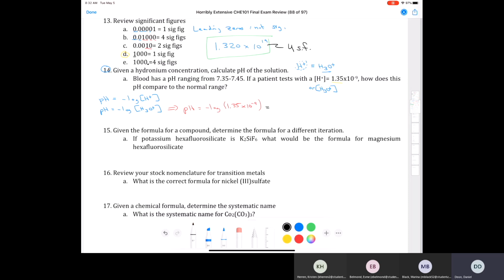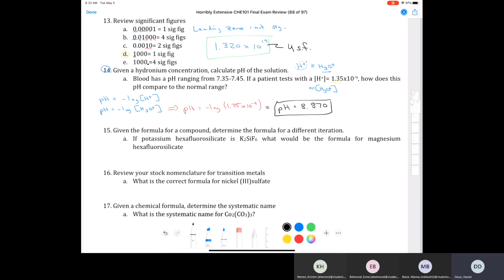So I'll put in here 1.35 times 10 to the negative 9. I'll take the logarithm of that. And you should end up with the pH equal to 8.870 is what it would be.